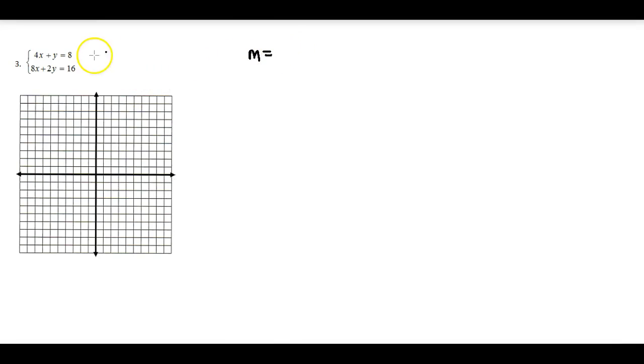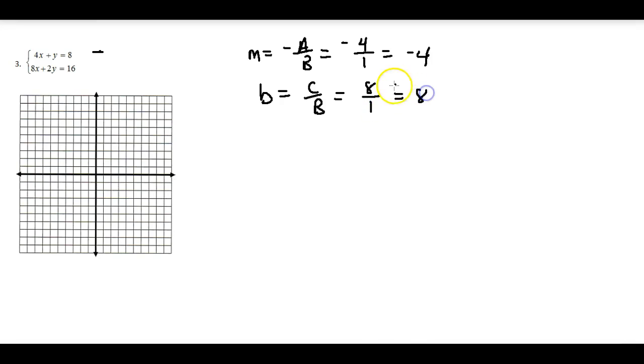So for our first equation, I'll write in black, the slope is minus a over b, where a is 4 and b is 1. The second thing we need to find is the y-intercept, which is c over b, and that will be 8 divided by 1, which is 8. So that will be our first one.